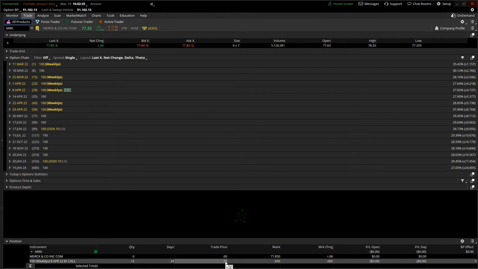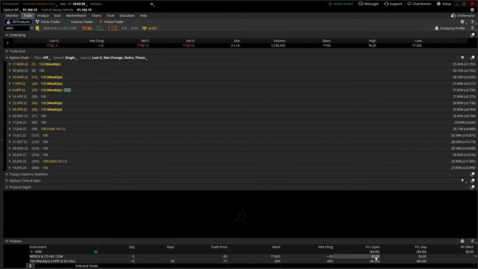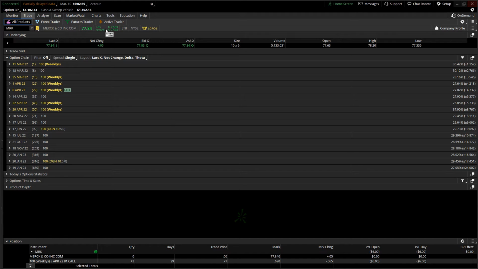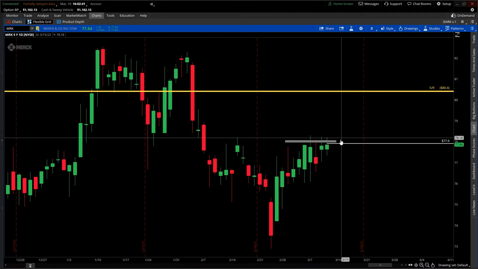My cost basis per contract is $71 per contract, and it closed today at $69 per contract. So the trade is down $6 altogether. But that's the status and the rationale for this trade.